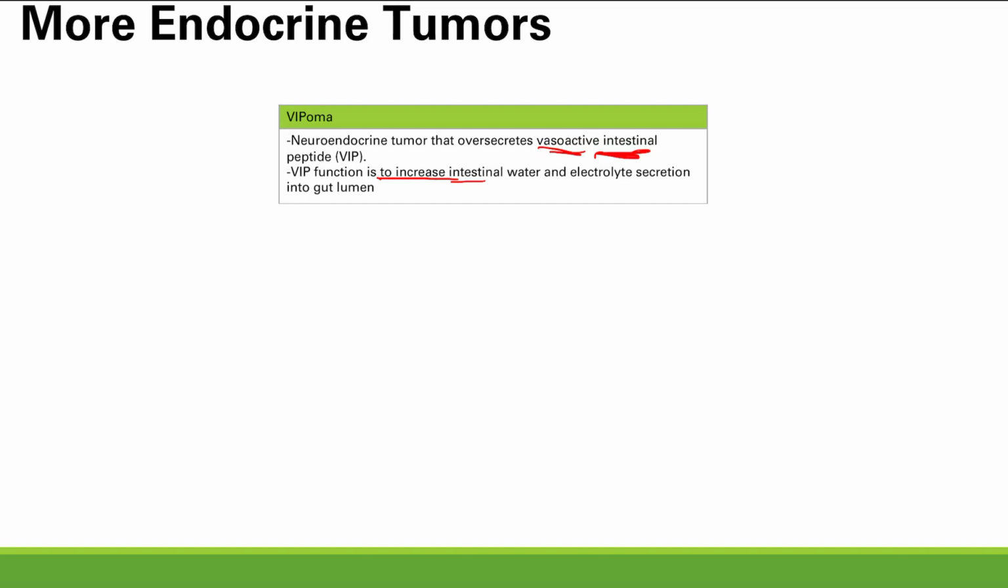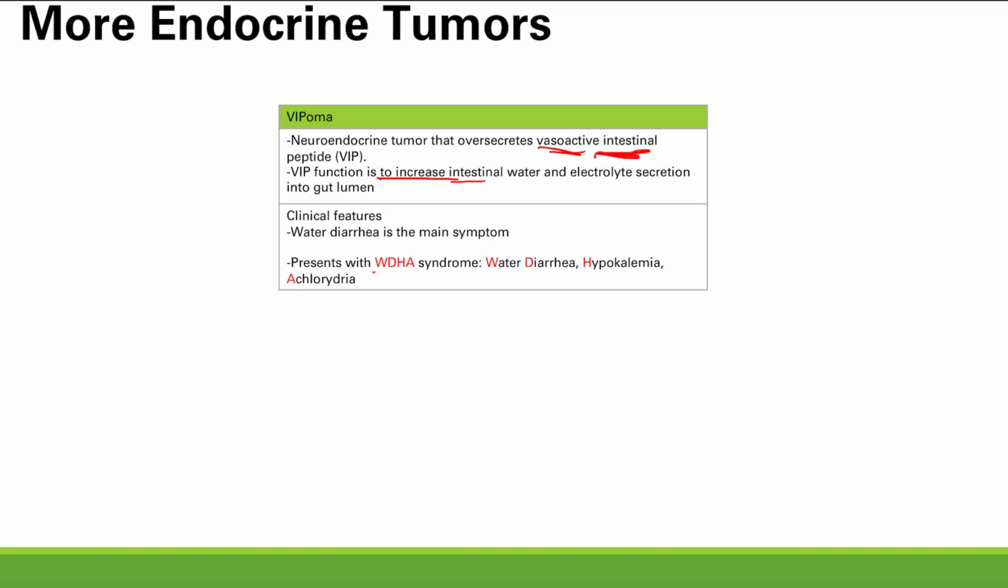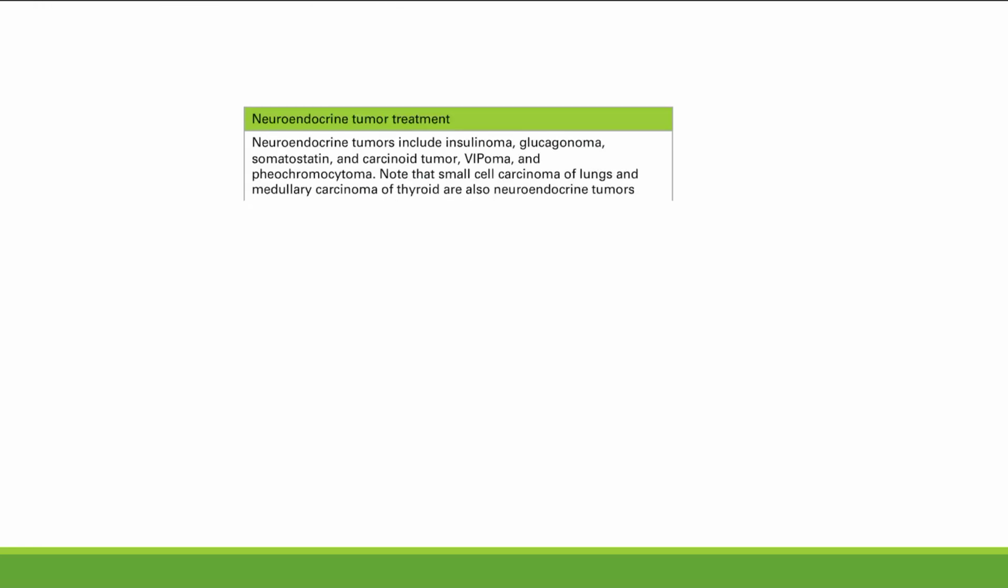And this tumor most commonly arises in the pancreas. So watery diarrhea is the main symptom, and this is again associated with WDHA syndrome: watery diarrhea, hypokalemia, achlorhydria. Achlorhydria basically means absence of HCl in gastric secretions. Why is that? Because you're losing all that electrolyte in your gut. So now you don't have enough Cl, so you don't have HCl in your gastric secretions. You have achlorhydria.